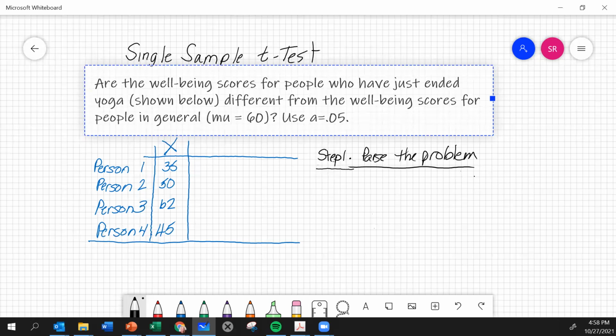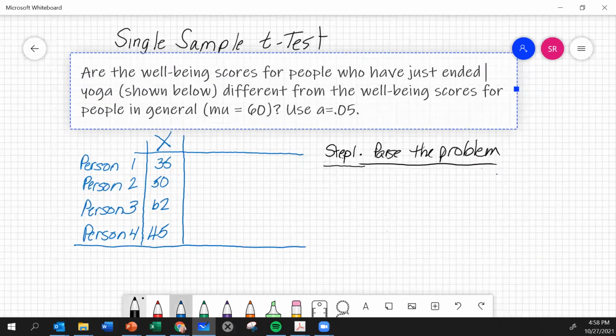We begin this problem, as we have done in the past, with step 1, which invites us to parse the problem. Pick out the important information from the problem. Population 1 in this situation is the treatment group that has had something different done to them or who have done something different. And in this case, people who have just ended yoga is the good example. People who have just gotten out of a yoga class. I'll write people after yoga.